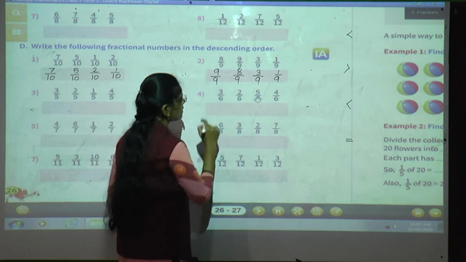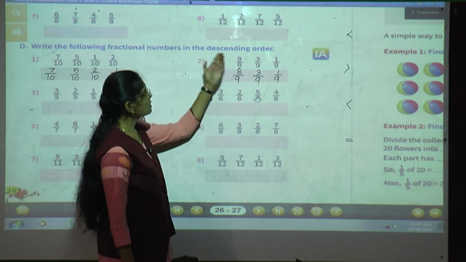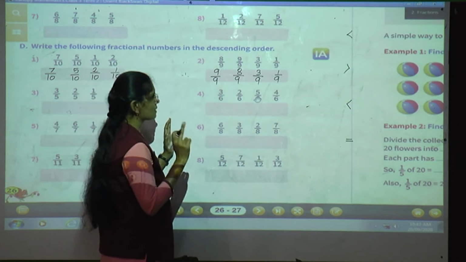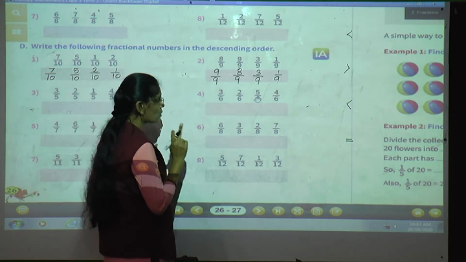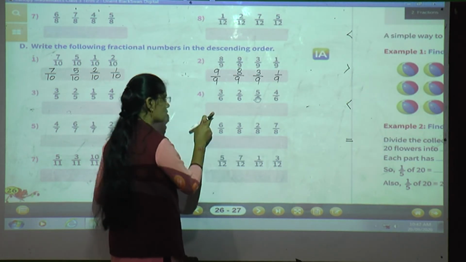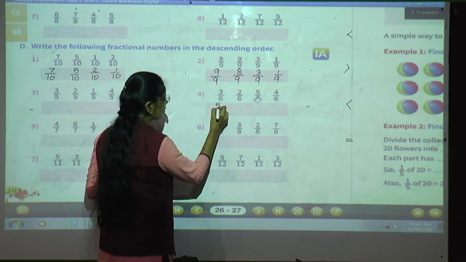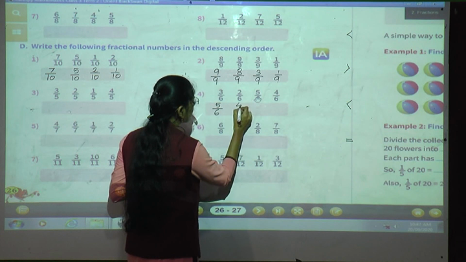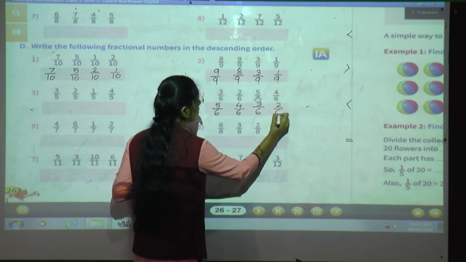3 by 6, 2 by 6, 5 by 6 and 4 by 6. Arrange all these fractions in descending order. Now descending order means from biggest to smallest. From biggest to smallest. In a decreasing way you have to arrange all the fractions. Now among all these 4 fractions, which one is greater? Yes, 5 by 6 is greater among all the fractions. Then 4 by 6. Then 3 by 6 and the last 2 by 6.